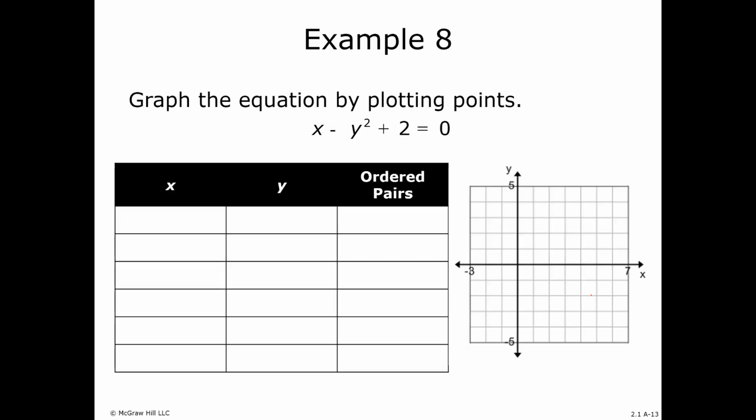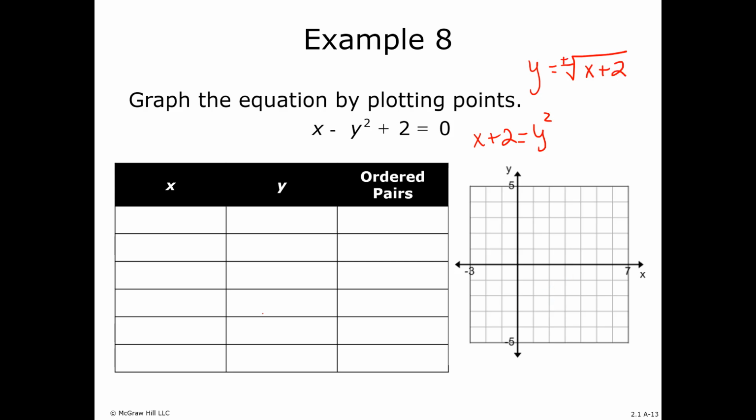All right, one more. Graph the equation by plotting points. x minus y squared plus 2 equals 0. So again, if you wanted to, you could go ahead and isolate y. So you would move the negative y squared to the right side, and you have y squared. And then you've got on this side x plus 2. So that would mean that y would equal the square root of x plus 2, plus or minus.